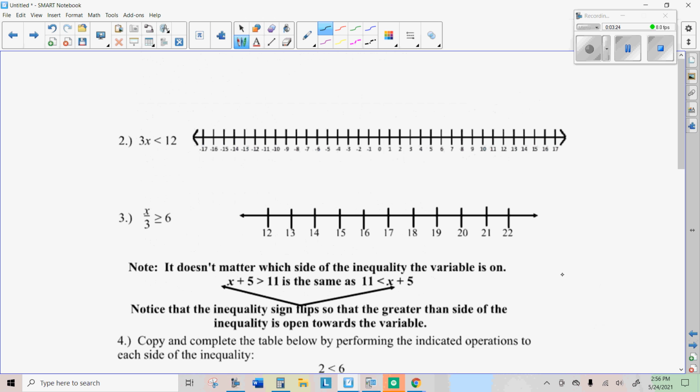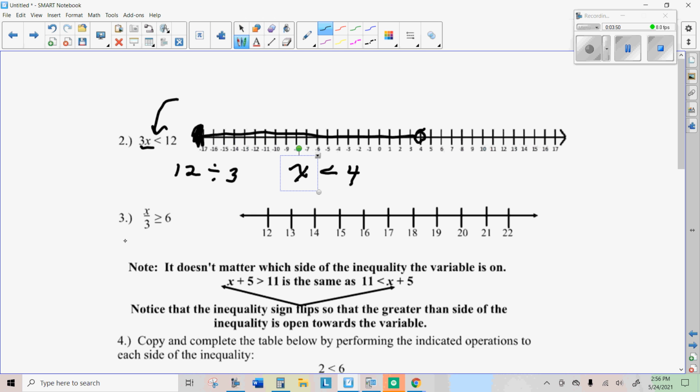All right, so to solve this, backtracking, you would just do 12. Since this is 3 times x, you would just do 12 divided by 3, which is 4. Since it's less than, your solution would be x is less than 4, you would put an open circle on 4 and shade this way.